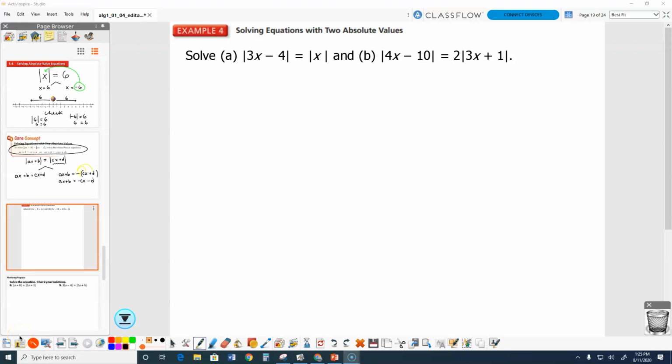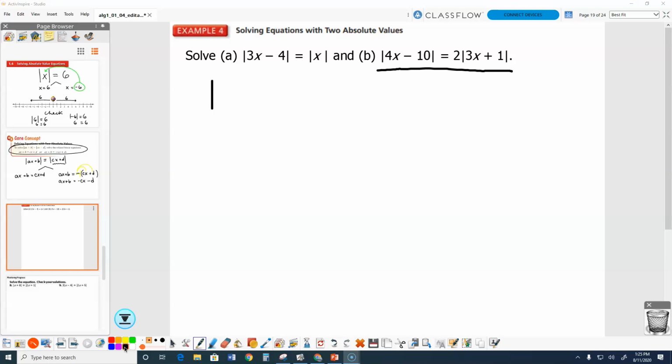All right, this is Algebra 1. We are in Chapter 1, Lesson 4, and we are working on Example 4. In this video, we're going to do Part B of Example 4, and I am on page 30 in your textbook. First, I'm just going to copy out my problem, which is this one right here.